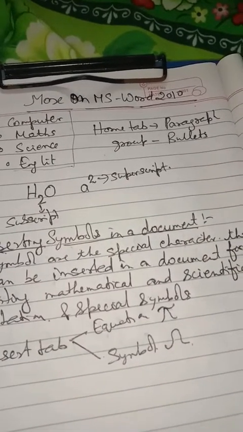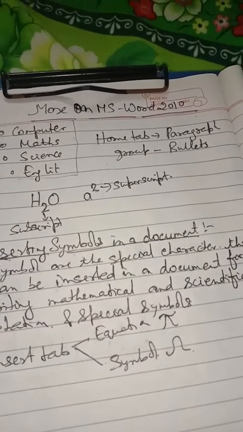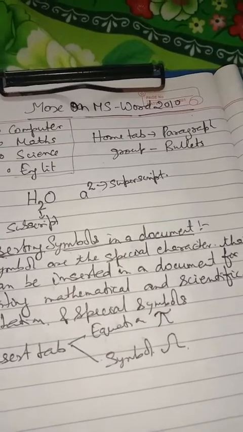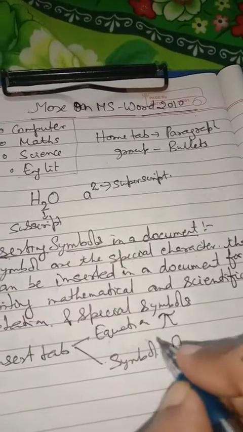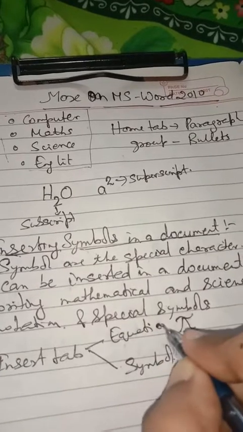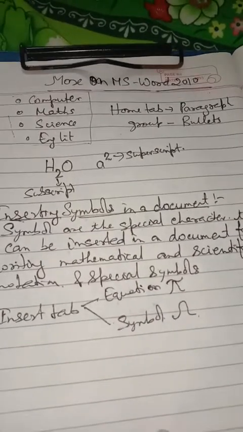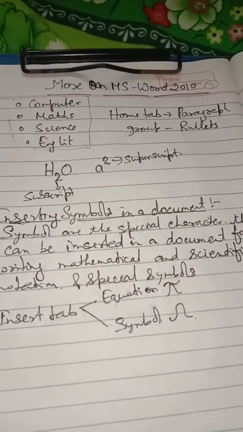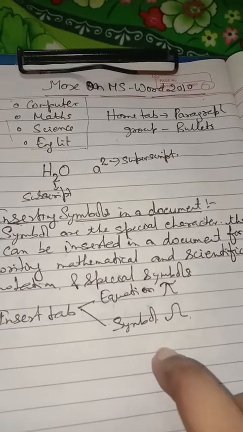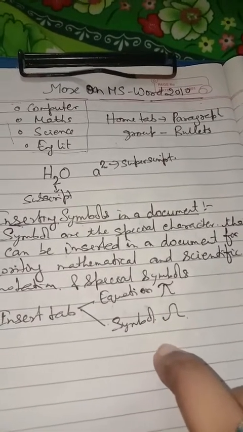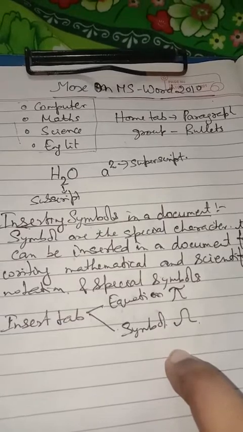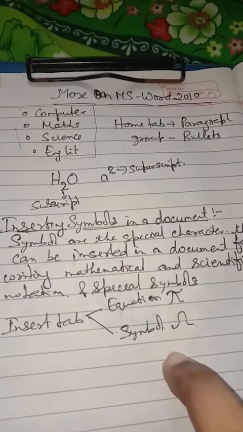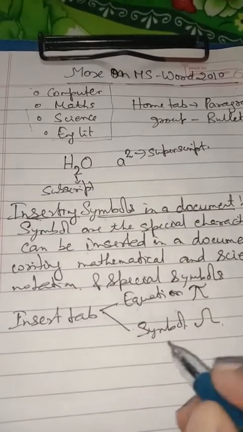Whenever we want to write mathematical equations, we will click on equation, and the symbol option will help us to insert different types of symbols that can be used in mathematics or in science. So we clicked on symbol.